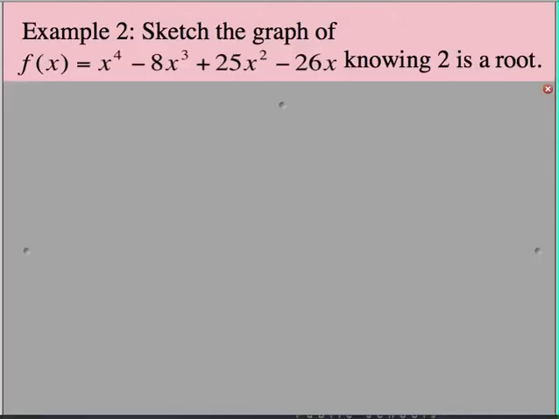So here is example 2 of sketching a graph, knowing that 2 is a root. Unfortunately, time is running out, so I am going to let you try this example on your own, and we will cover it in class on Friday.